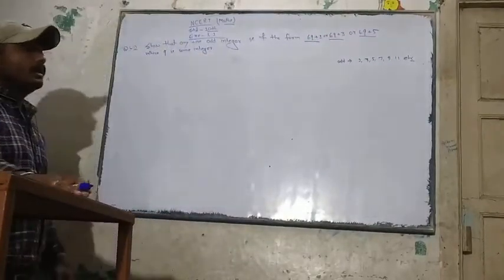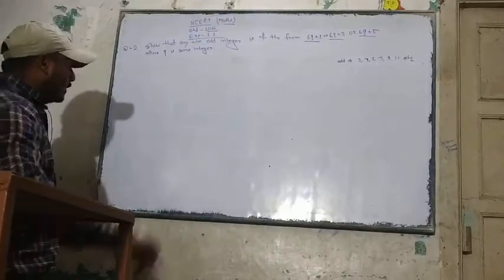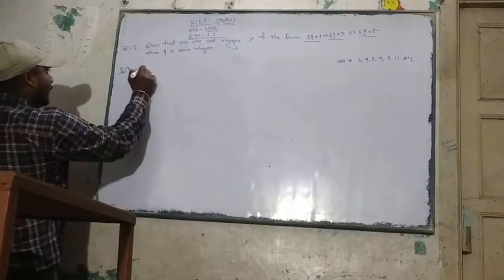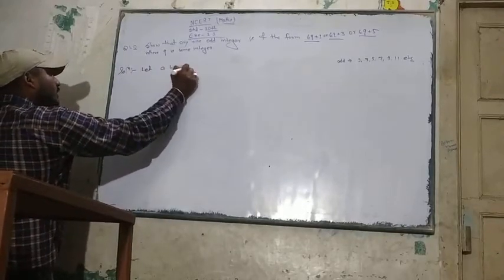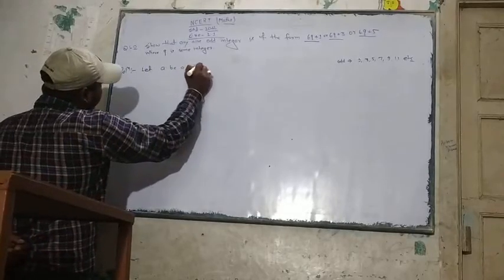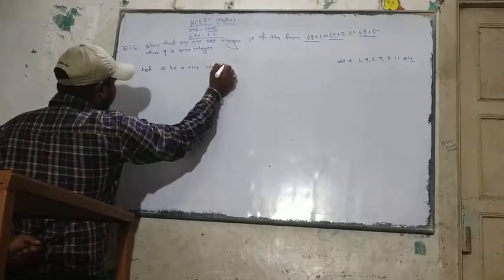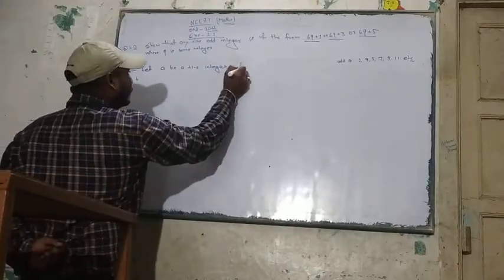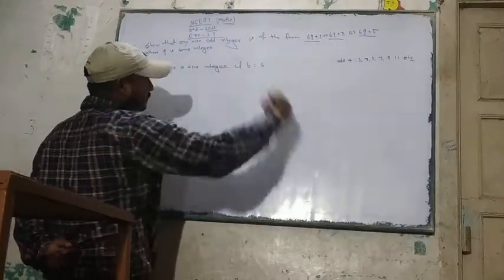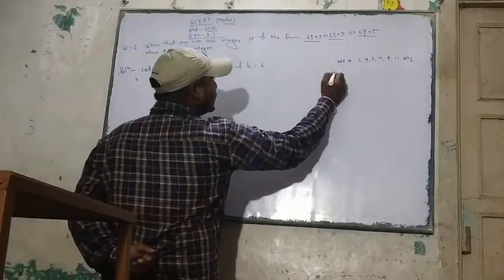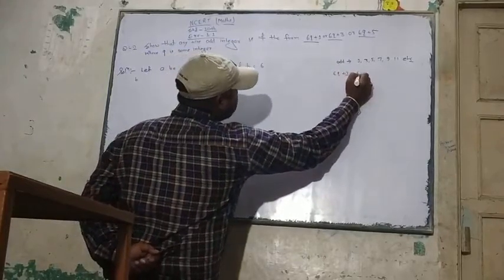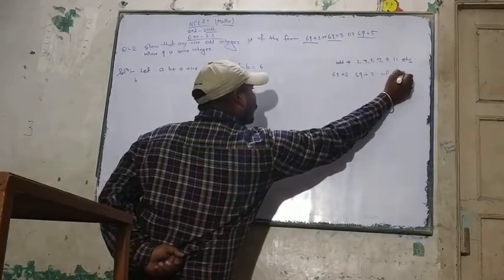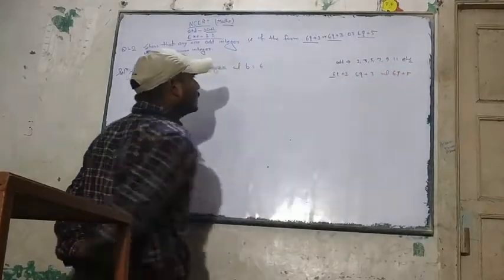We use Euclid's theorem to solve the question. So the question starts: at first, let a be a positive integer. By Euclid's theorem we know, and b is equal to 6, because we have to prove 6q plus 1, 6q plus 3 and 6q plus 5. So we take b is equal to 6.